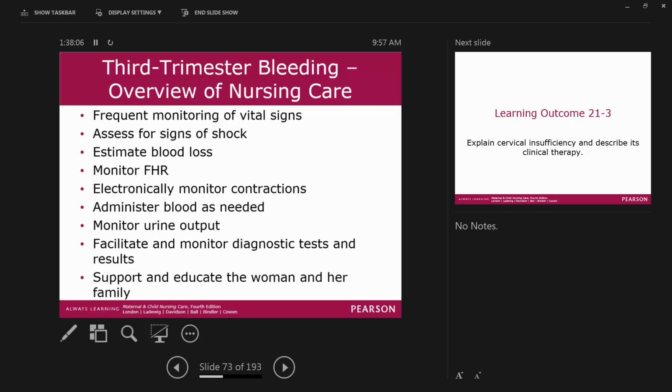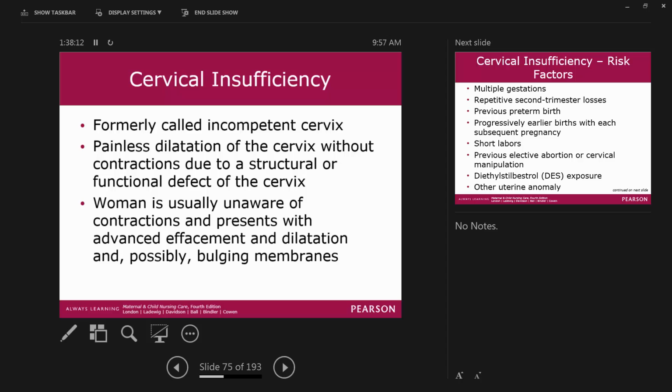Third trimester bleeding. So just read through these. These are probably, let me see, cervical insufficiency. Please let me know, I mean, we have less than 5 minutes left, if you have any questions on the remainder of these slides. Please just email me, text me, call me, whatever. We'll talk about it on the phone.